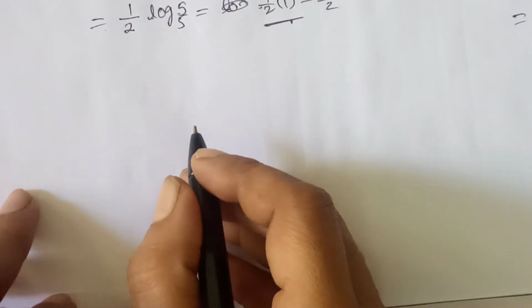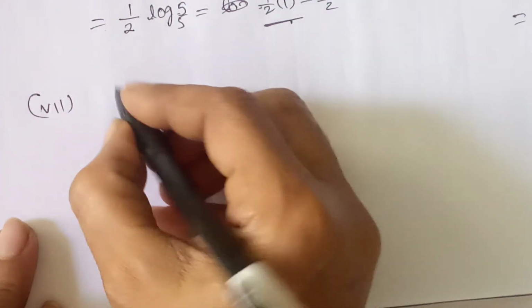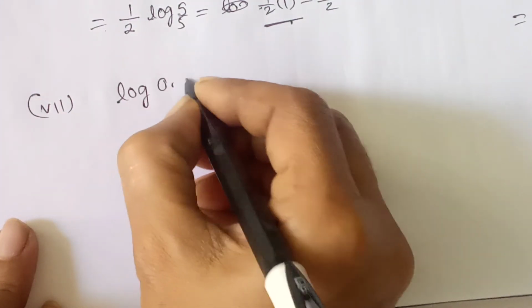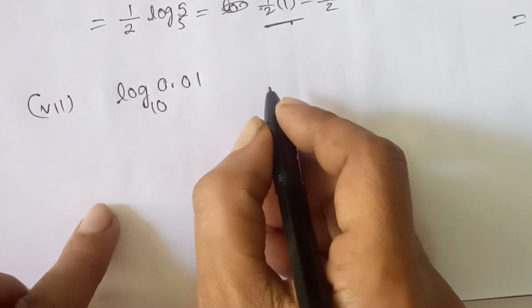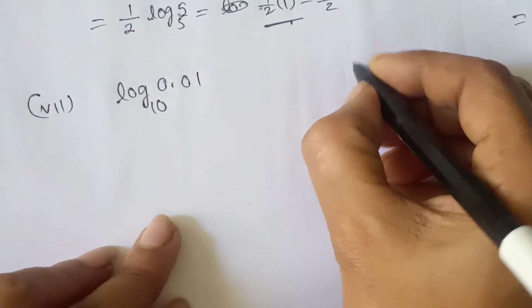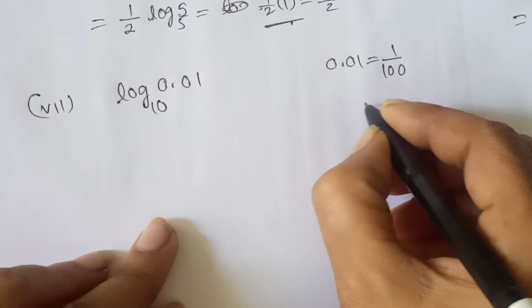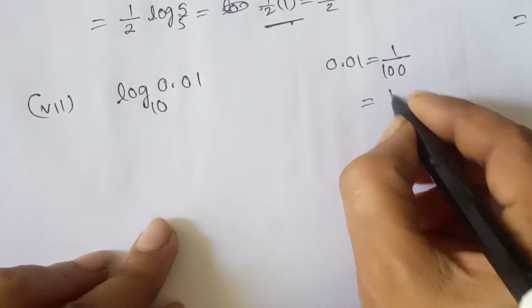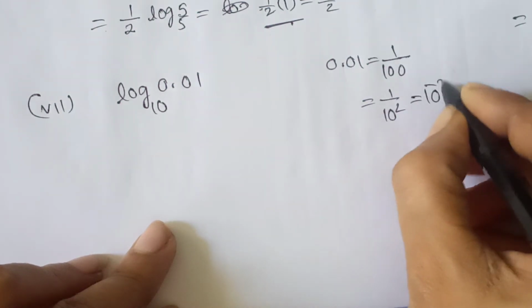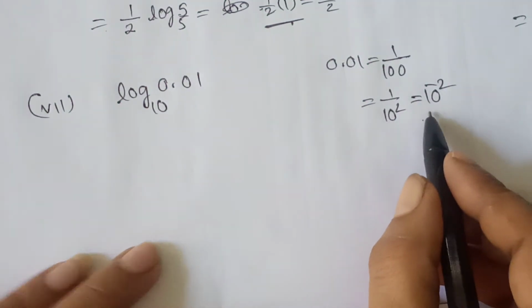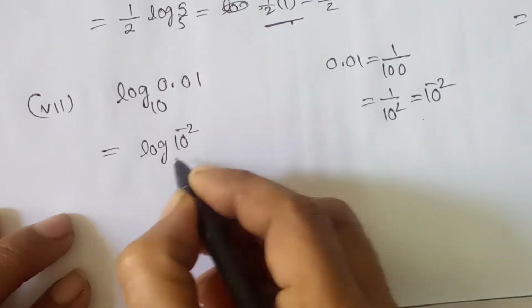So what is the next problem? Seventh problem. So the seventh problem is log 0.01 base 10. So 0.01 means 1 by 100. So 1 by 100 is equal to 1 by 10 square, so that is equal to 10 power minus 2. So that equals log 10 power minus 2 base 10.